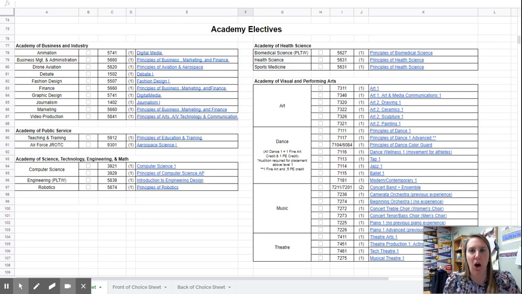You have to be on a sports team at Westwood. So you have to be on the football team, the baseball team, or lacrosse or volleyball or softball, any of those sports.